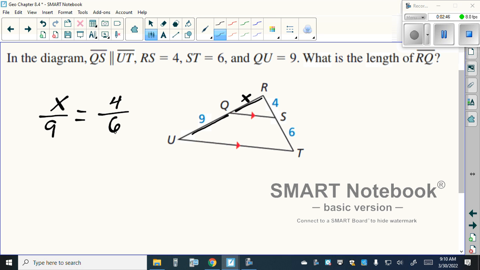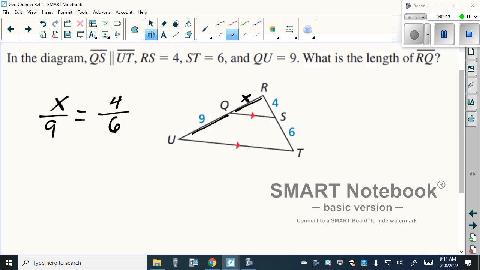Here, the top line segment over the bottom is equal to the top line segment over the bottom. I was going to say big and small, but that's not necessarily the case, because those parallel lines could be closer together, which would make the top section bigger and the bottom section smaller. But we just want them to be the corresponding parts.